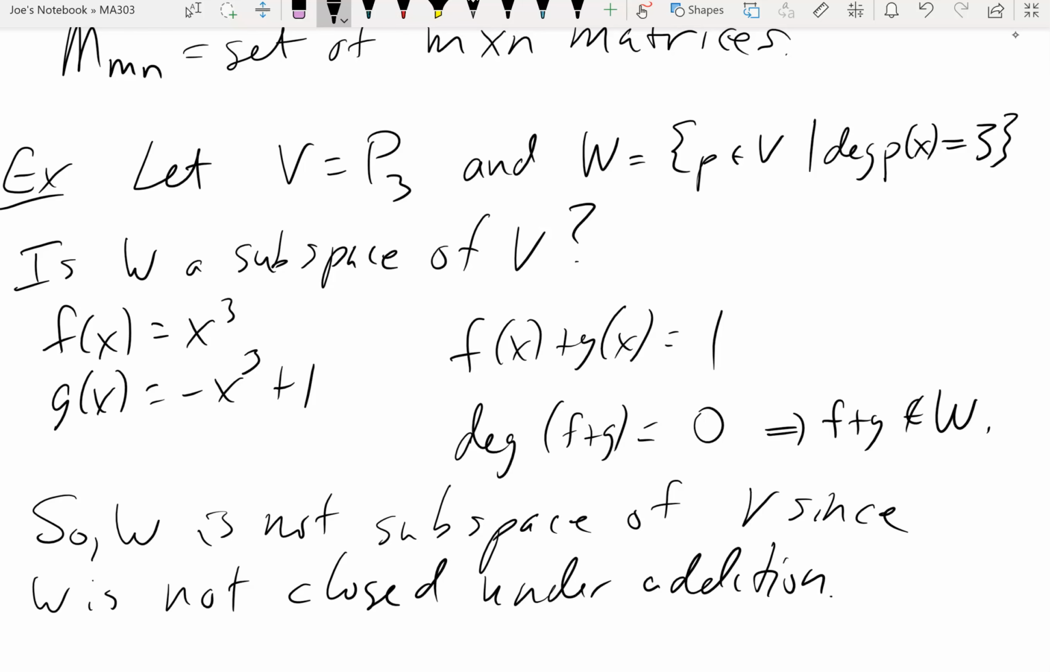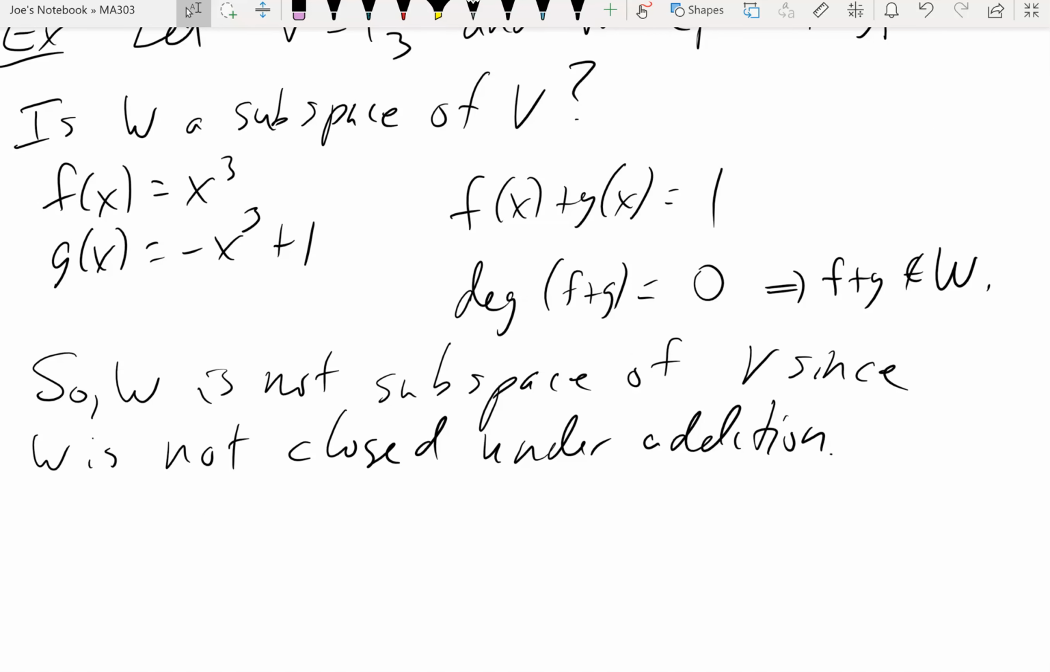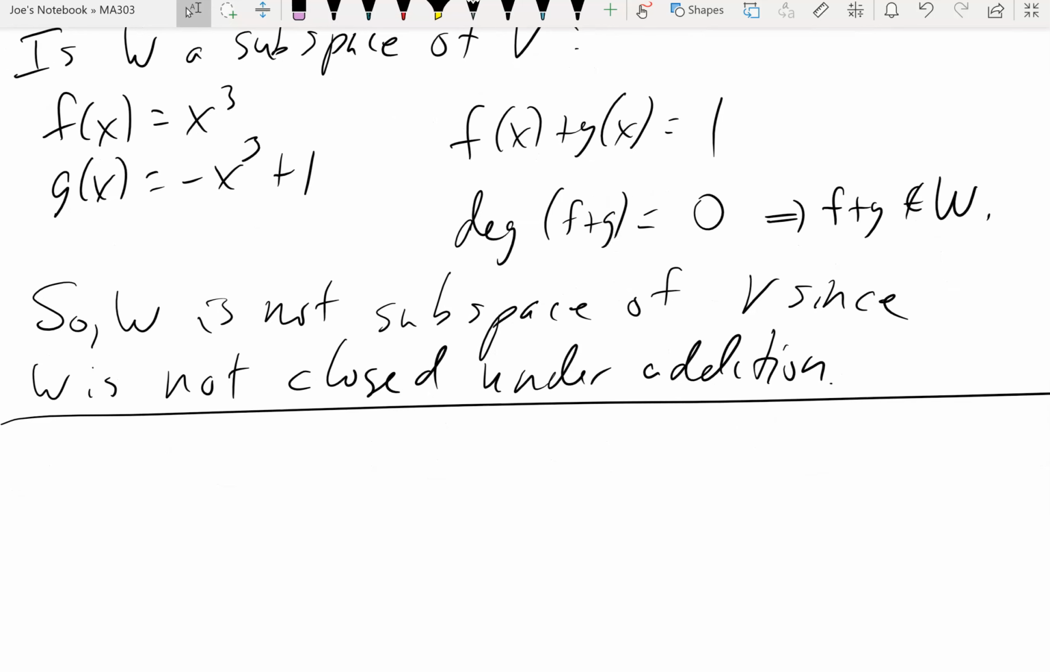There's a specific type of subspace that pops up when doing vector spaces that we're going to be concentrating on in the next several sections, and that's the idea of span. Before I get to span, though, I need to give you a definition.